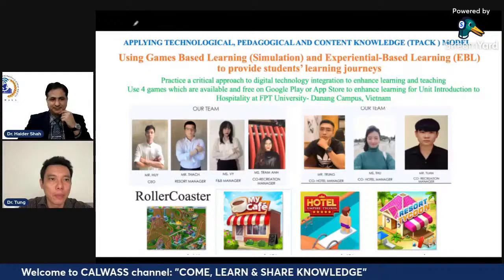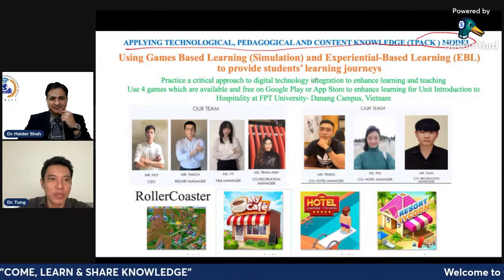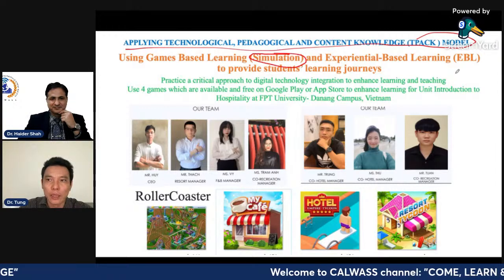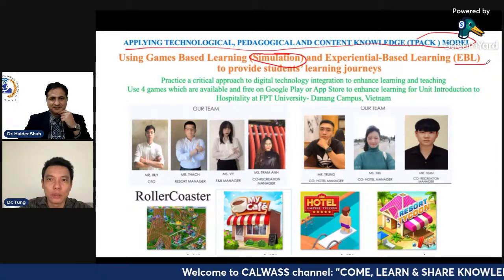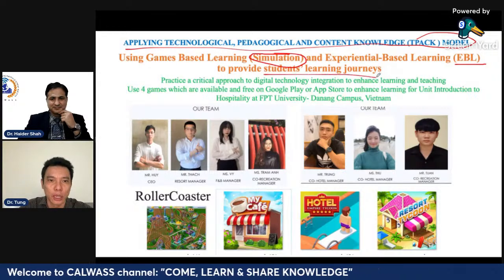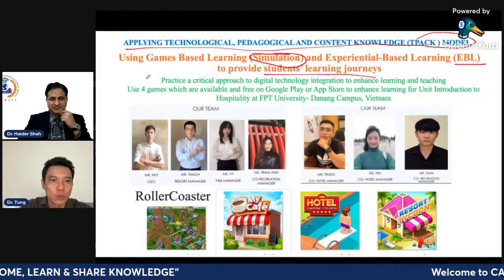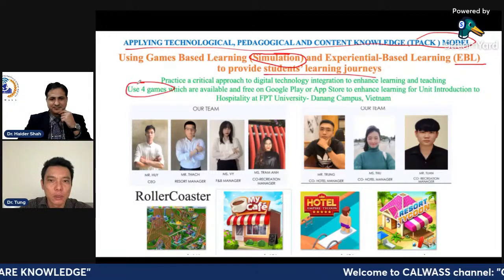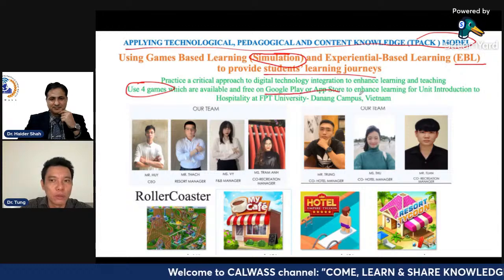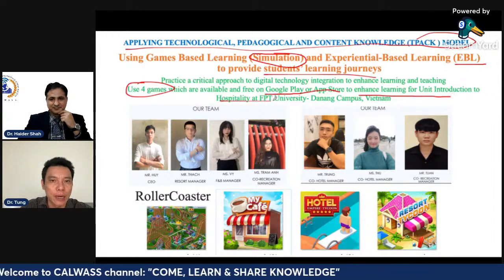Next, I apply technology. I apply a feedback model by gamification. I use simulation and EBL methodology, experiential based learning, to provide a student learning journey. I'm teaching hospitality students, so I give 4 games which are free and available on Google Play and App Store to enhance learning for the unit Introduction to Hospitality.